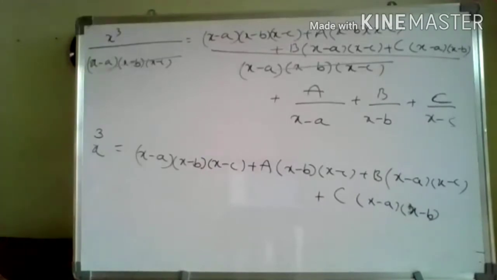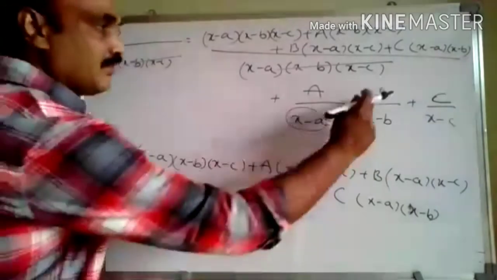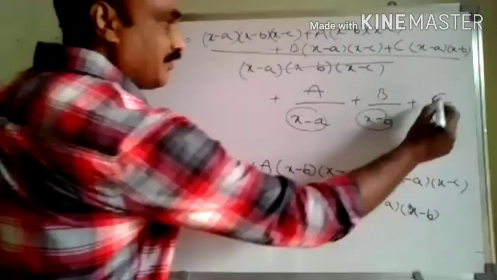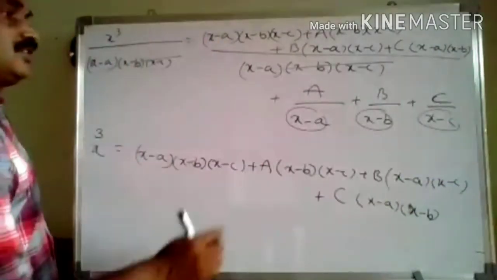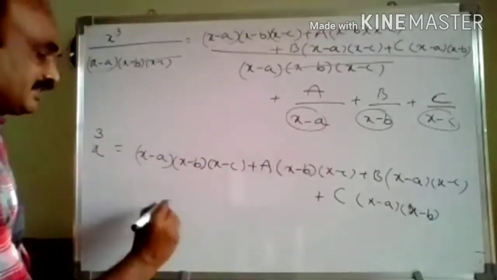How to calculate A, B, C? A by (x minus a): for A, x minus a is equal to 0. For B, x minus b is equal to 0. For C, x minus c is equal to 0. Here, for A, x minus a is equal to 0, x is equal to a.